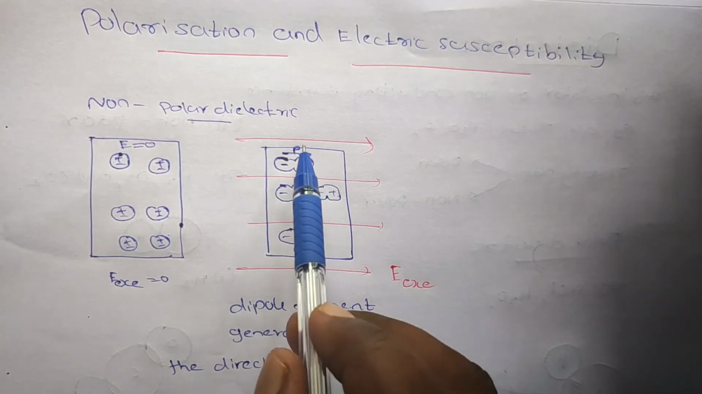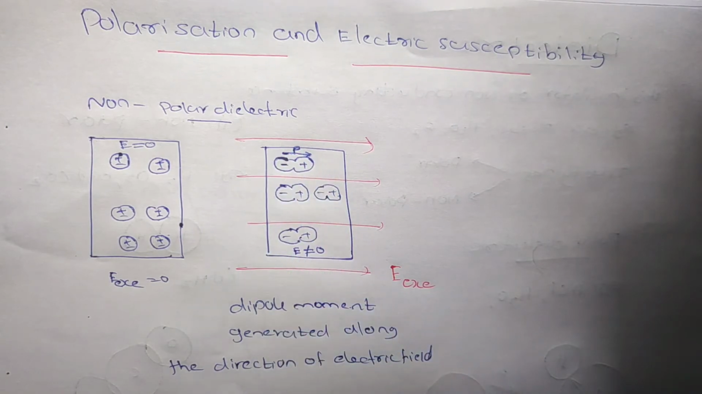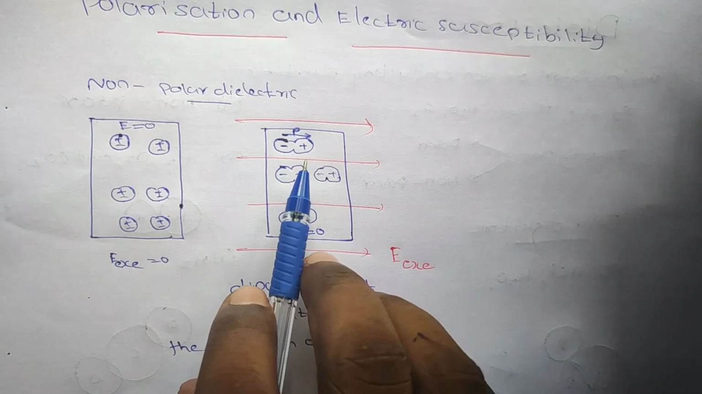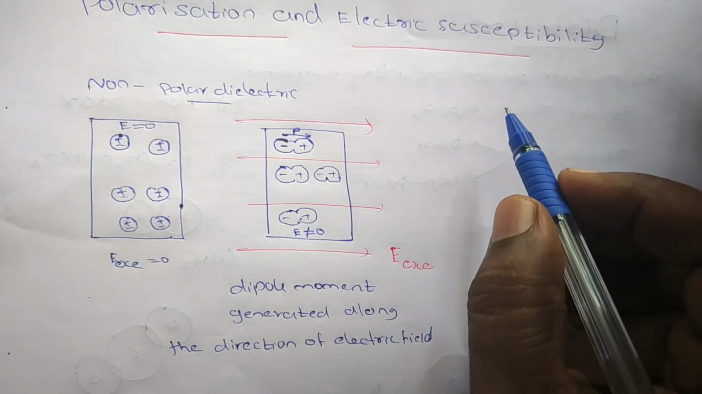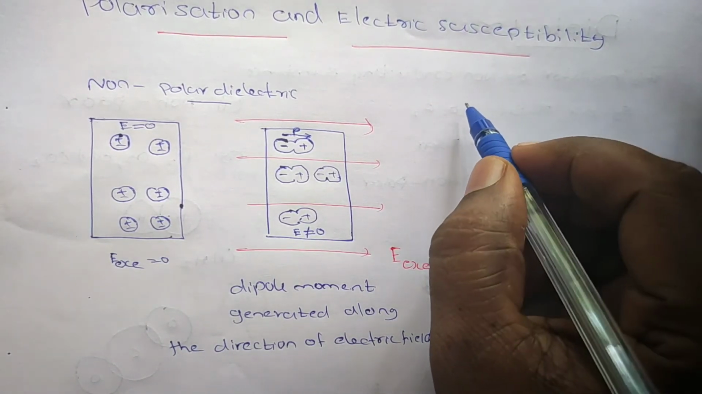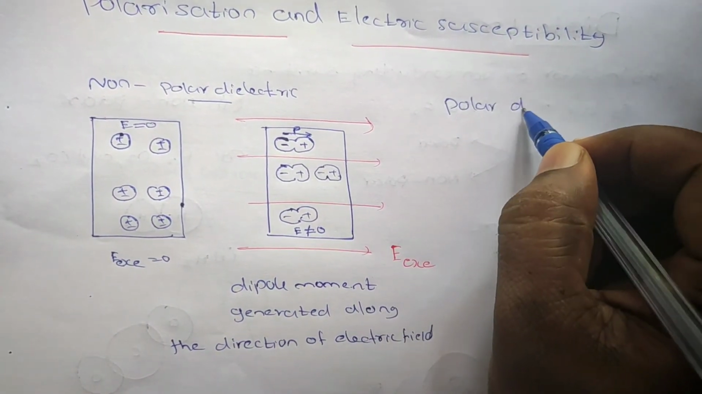Clear? So there is a dipole moment formation here. We call this process polarization. So polarization happens here. After we discuss the polar dielectric, we will define what polarization is.